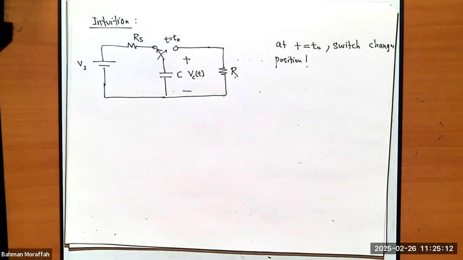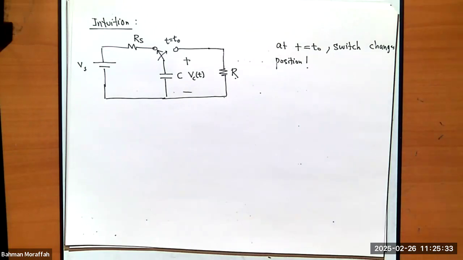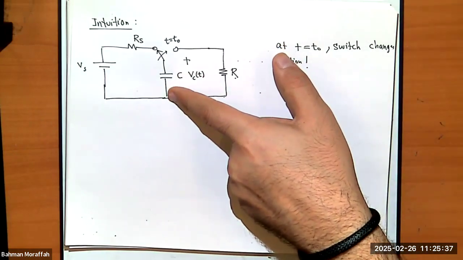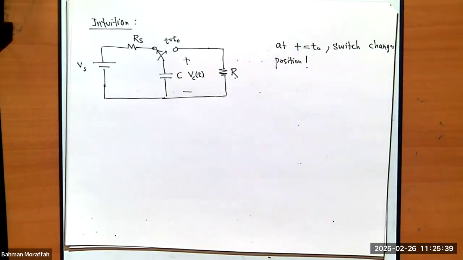Let's see what happens. Before t equals t naught, the switch is in this position. So what it means is that if I have a capacitor, since I have a source in there, this source Vs starts supplying the entire circuit, right? And my capacitor starts having voltage across it, which means this capacitor is being charged, right?